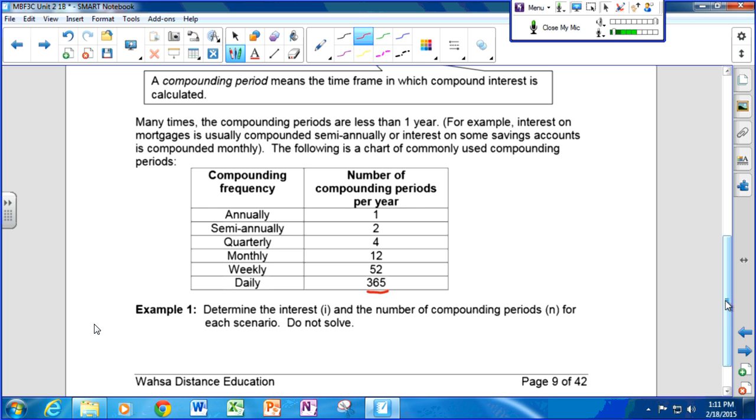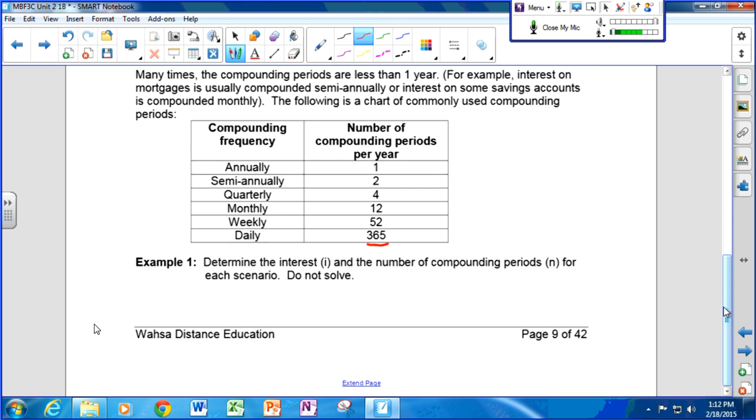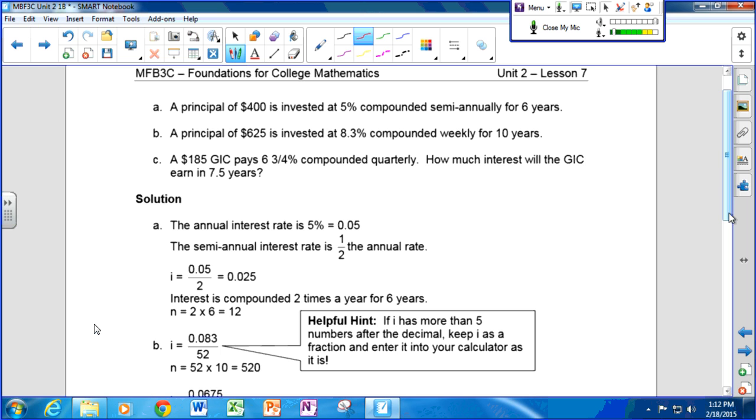So the first thing we're going to look at is example 1. It starts at the bottom of page 9, but the actual problems are on the top of page 10 of unit 2. Sorry about that, it's just a little bit of an awkward page break there. So let's take a look at what the instructions say we're supposed to do. It says determine the interest I and the number of compounding periods N for each scenario. Don't solve. Okay, so don't solve, which in fact I'm going to encourage you to not solve them, to put them in the formula as a fraction and then wait until you have the whole formula written out.